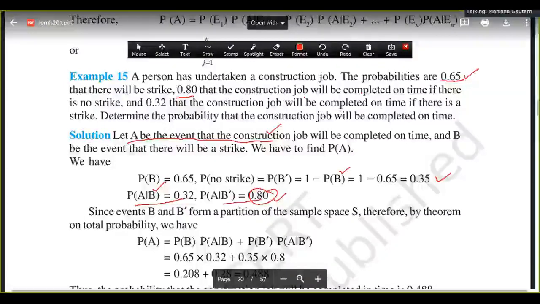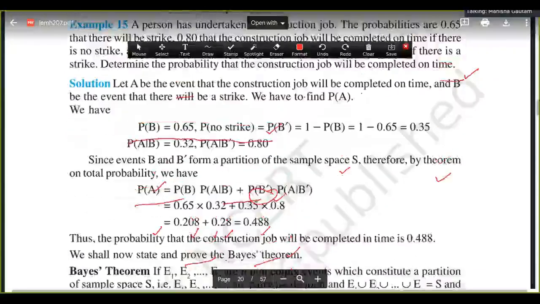Now you want to calculate the probability of A, work completed. First case, there is a strike and work is completed: strike is 0.65 and work completed given a strike is 0.32. Second case, there is no strike, that is 0.35, and work is completed when there is no strike, 0.8. Multiply these pairs and add them, and you get the total probability, that is 0.488.